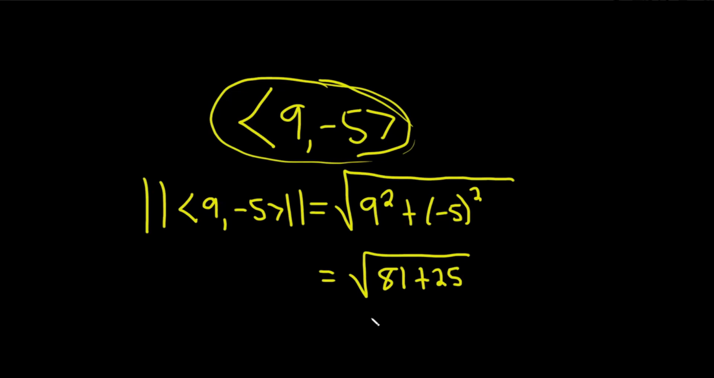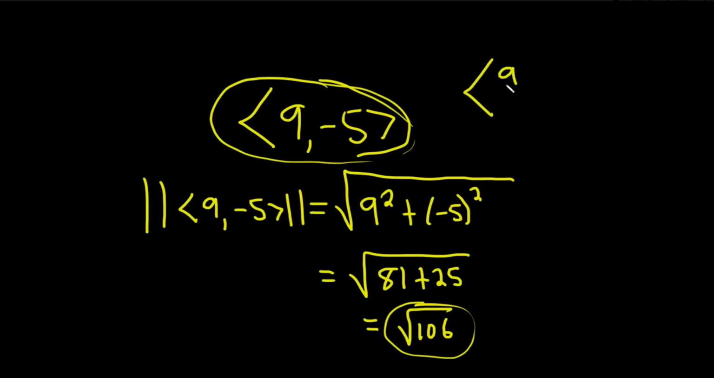If you add these numbers, you get 106. So this is the length, or the magnitude, of this vector. To find a unit vector that has the same direction as this one, we just take this vector and divide it by this. So basically, you just divide each component.